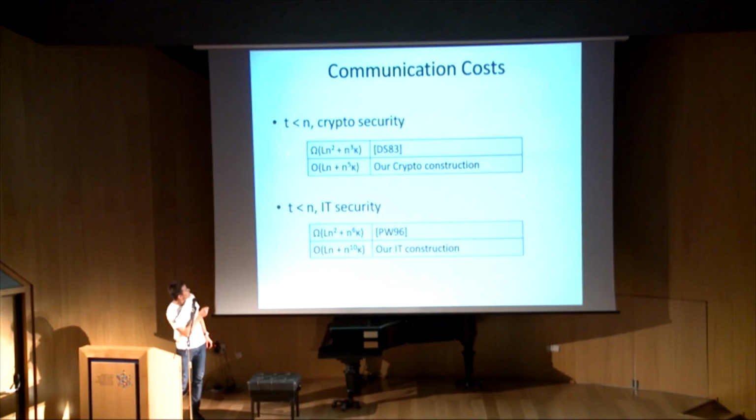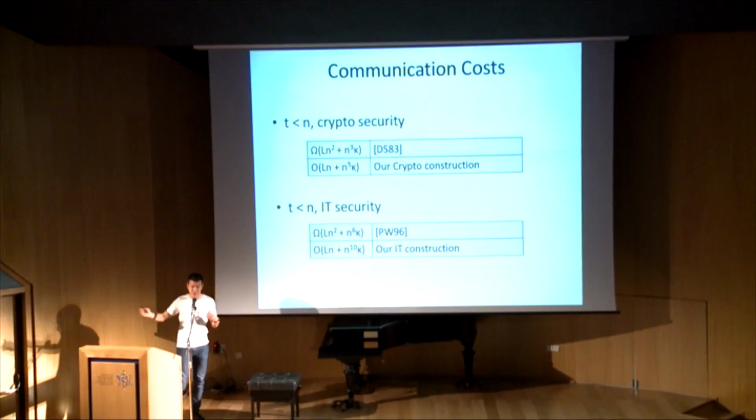So let's go to the cryptographic case. The only known protocol, by Dolev-Strong from '83, has this communication complexity. So it's quadratic, l n squared. It's the dominant term. So ours becomes l n, but here we pay additionally n to the power of 5 kappa, where kappa is a security parameter. So if you talk to anyone who does some practical work, n to the 5 is already very bad. So our protocol is optimal, but asymptotically.